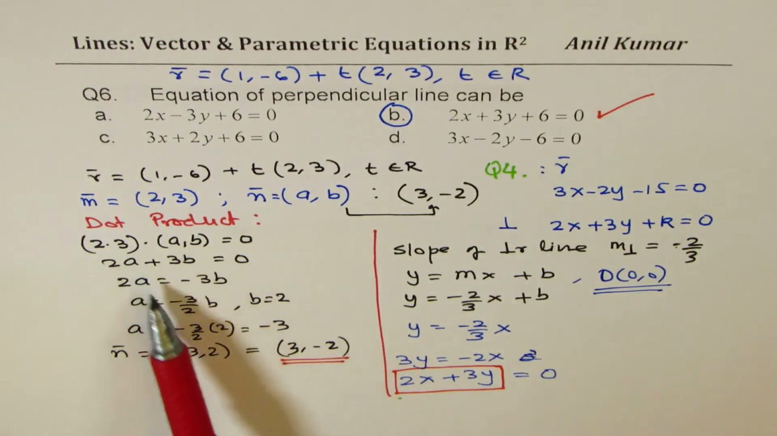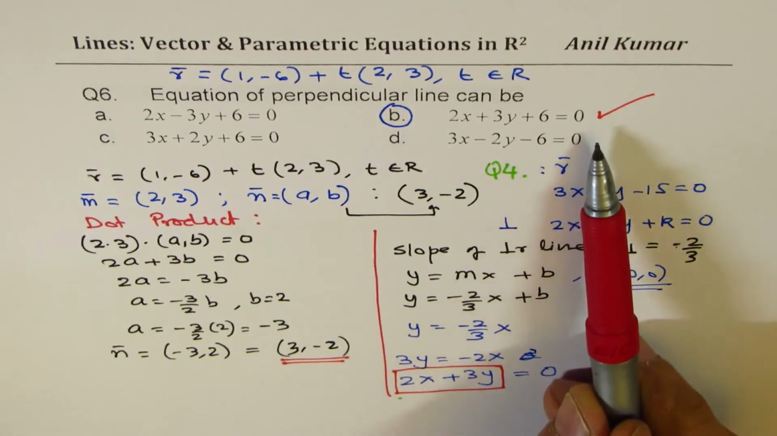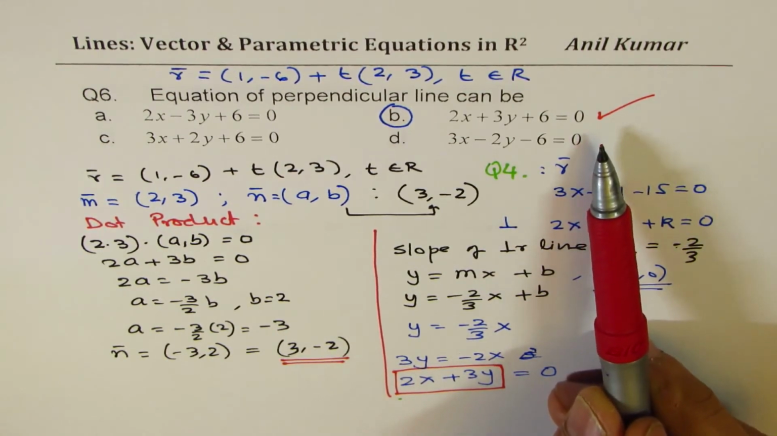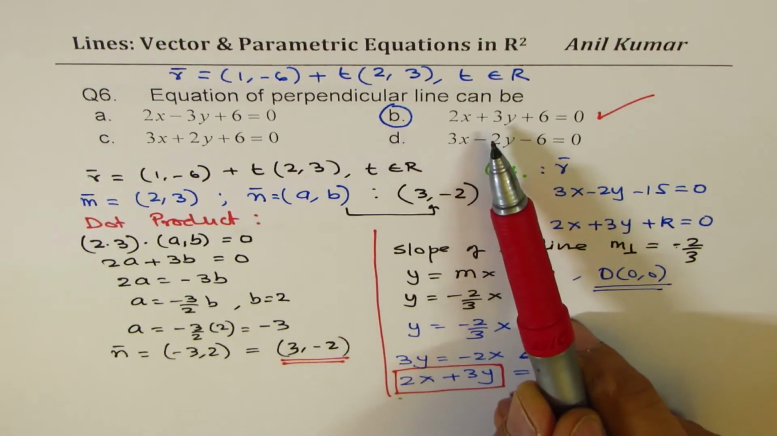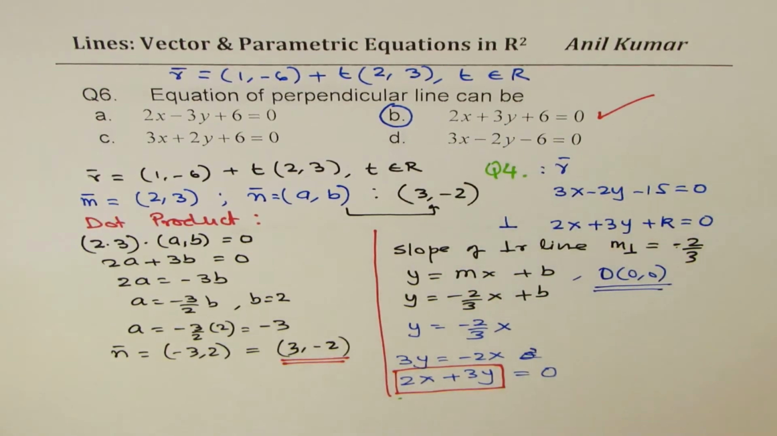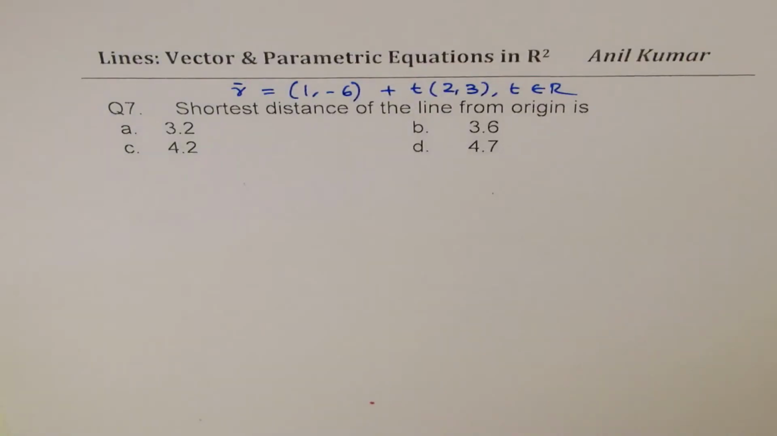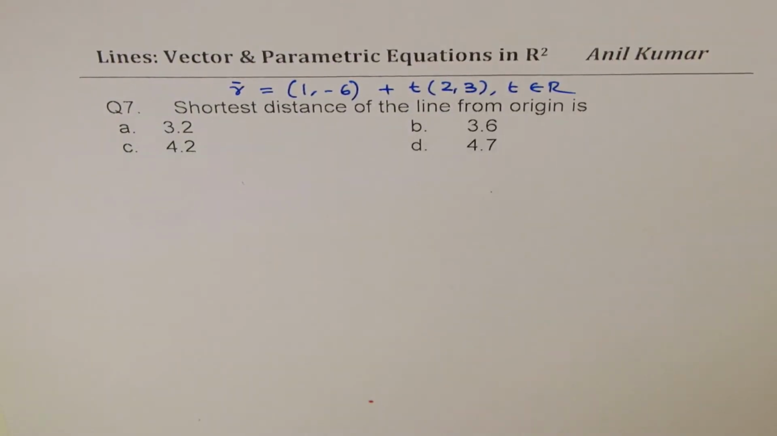However, this is a long method to understand. In a multiple choice question, you could very easily do it in a few seconds as we did. So I hope that helps. So let's move on now to the last question of this exercise, where we are going to find the shortest distance. Now we are at the last question, question number 7.